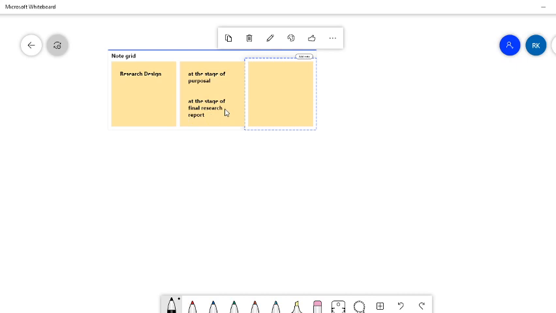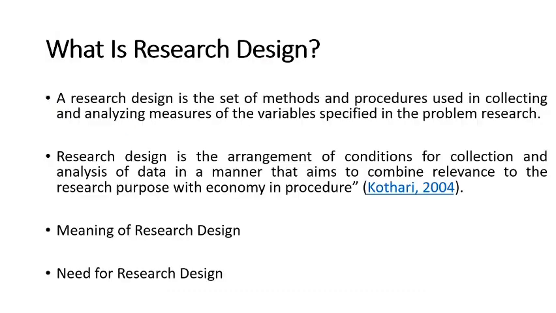Why? No one is going to trust you unless they know how the research has been conducted, all those methods, procedures, layouts, tools, and techniques which have been used in the research. So it is very much important. The factor of trust, the factor of reliability, the factor of validity, and so many other factors create the importance of research design.